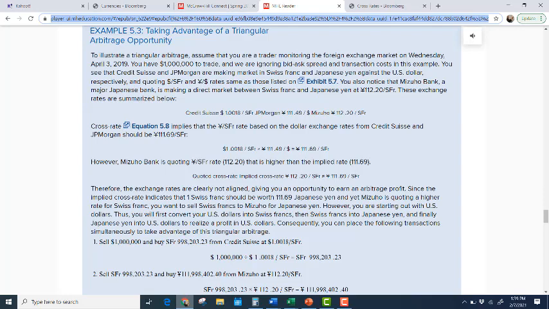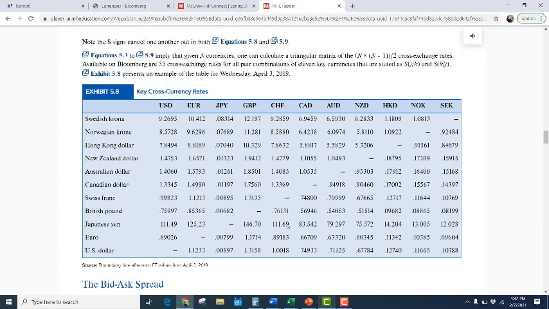You see that Credit Suisse and JP Morgan are making a market in Swiss francs and Japanese yen against the US dollar. And they're quoting the dollar Swiss franc and the yen dollar rates, the same as those listed in the table. You also notice that Mizuho Bank, a major Japanese bank, is making a direct market between Swiss franc and Japanese yen at 112.2 yen per Swiss franc, whereas the implied cross rate between the Japanese yen and the Swiss franc was 111.69, and that is confirmed here when we look in the cross rate table.